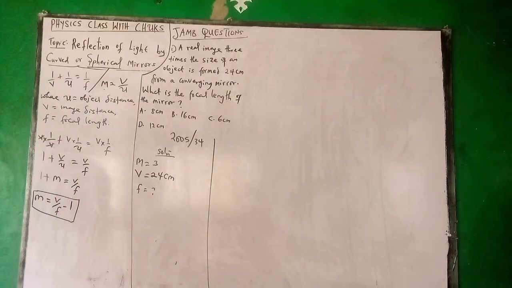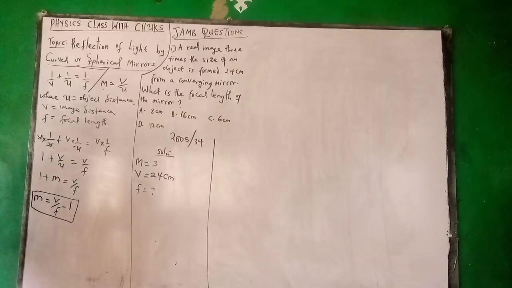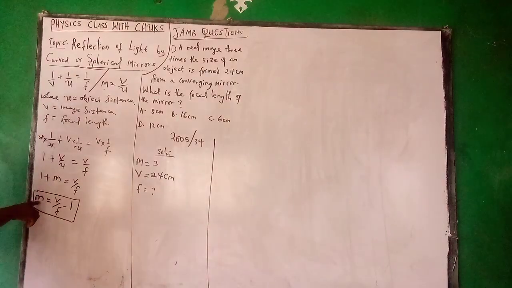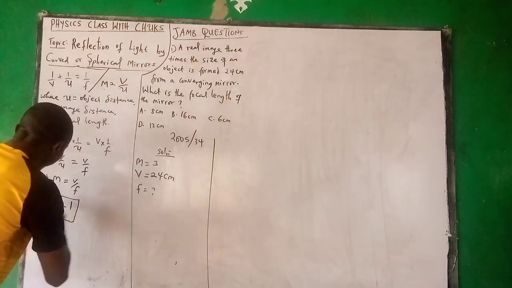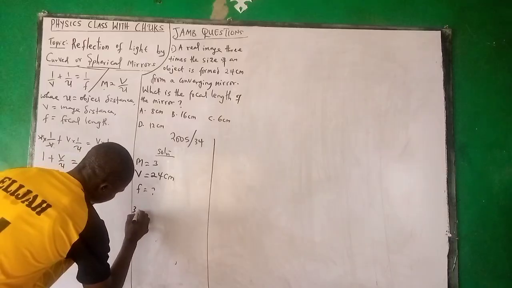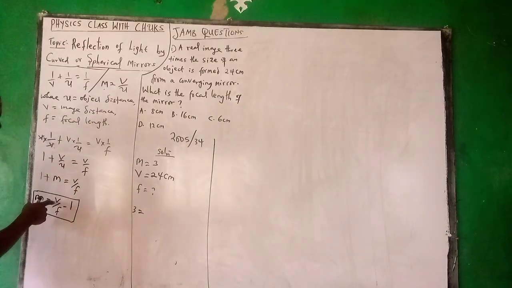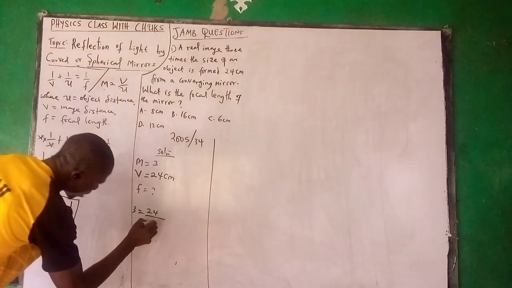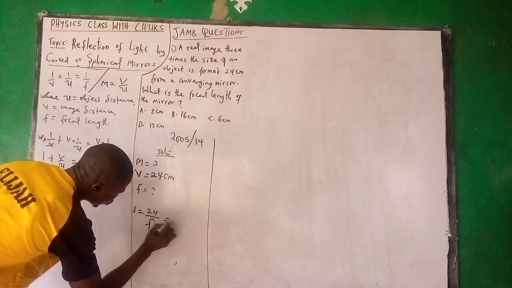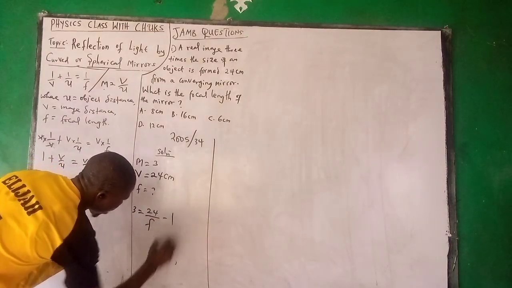Now, to avoid stressing myself, I will quickly use this formula. Yes, I know my magnification, and I know my image distance. I'm looking for this, simple as that. So I will substitute my M, which is 3, equal to my V, which is 24, all over my F, which I'm looking for, minus 1.